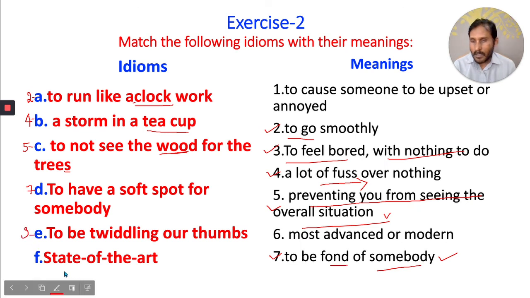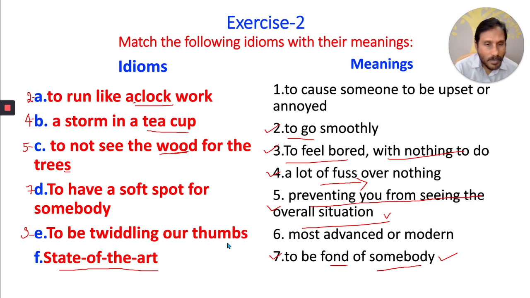Lastly, state of the art. You have state of the art facilities in this hospital. The university has a state of the art library, state of the art laboratories. It means very advanced and modern equipment and amenities in that particular building. So 6 goes with state of the art, meaning modern, most advanced equipment. So these are the idioms and meanings, and one is left out. It is not the meaning of any of the idioms in this exercise.